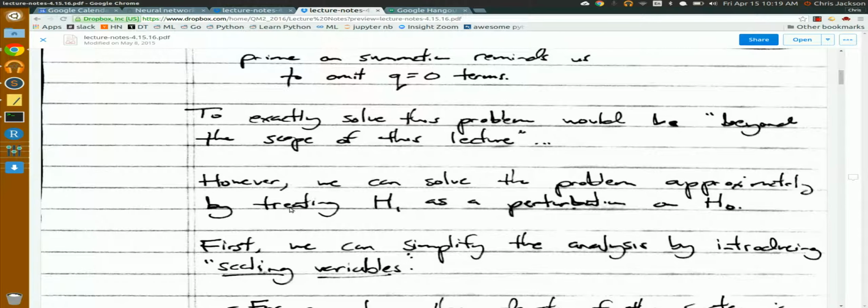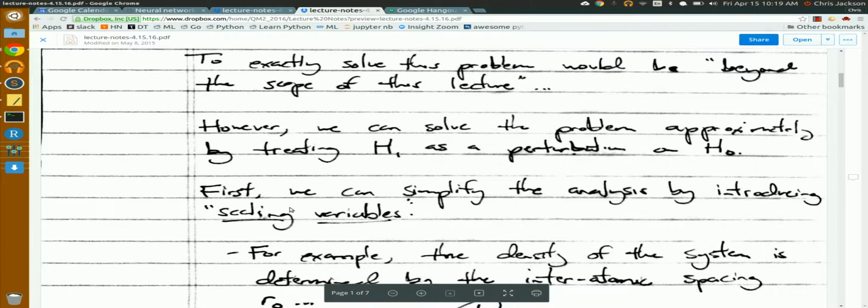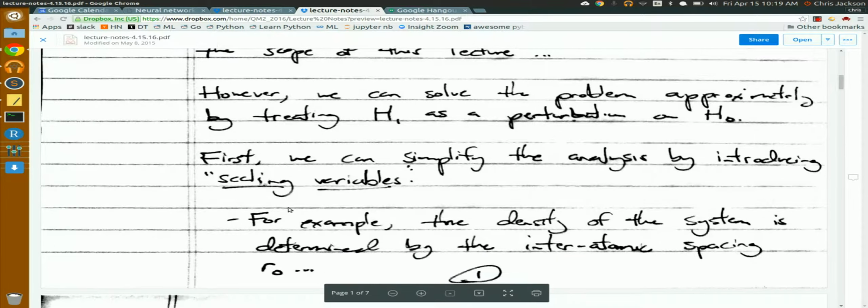So solving this problem exactly is like what they always like to say, beyond the scope. It's beyond the scope of this lecture. It's beyond the scope of my knowledge. But so we're going to use perturbation theory.